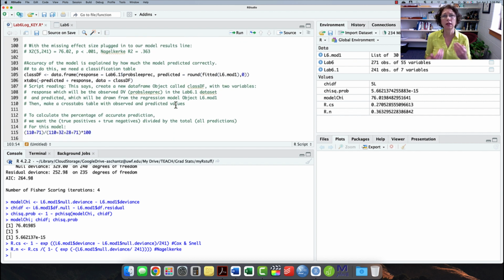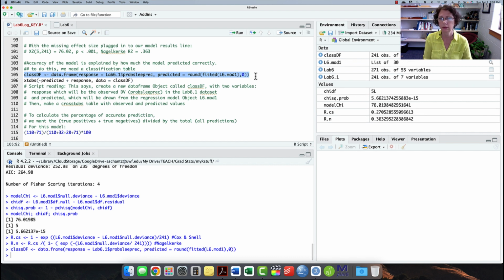Okay, another way that we communicate to the reader about how good this model is, is explaining the accuracy of it. How much of the time did the model get it right? Did it identify when someone had reported a problem sleeping and when someone did not report a problem sleeping? And to do that, we're going to need a classification table. So we're going to run this and put it over here in the environment.